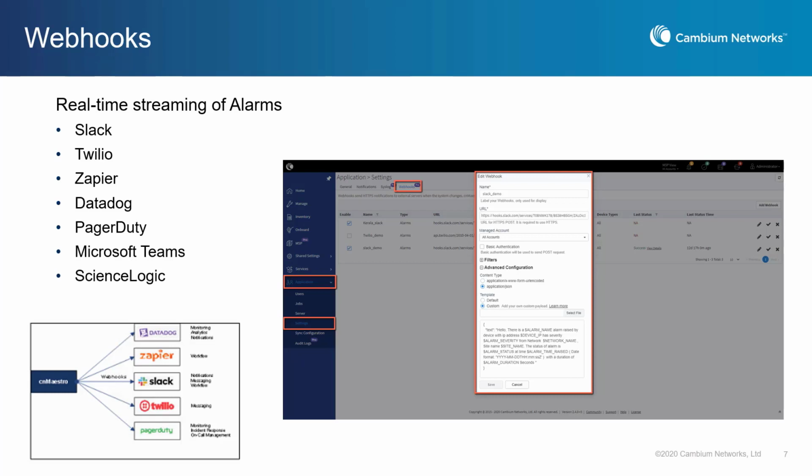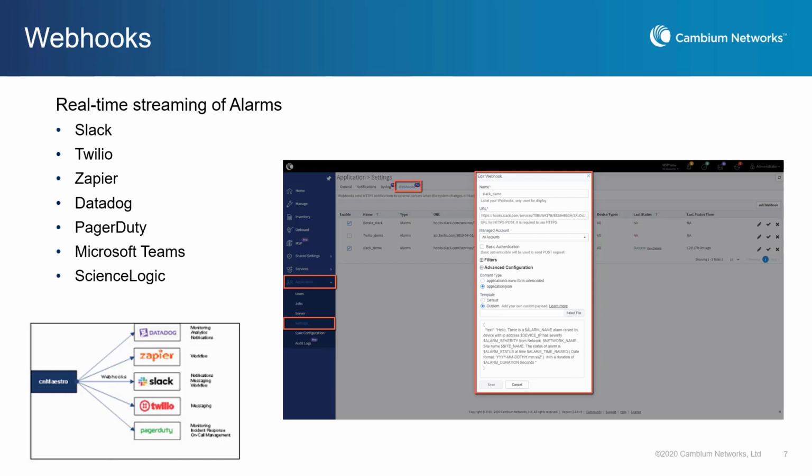You can create and configure webhooks within cnMaestro X to automatically and in real time send a message to your Slack account every time an AP goes offline, or when a client device can't connect to the network, or really just about any event taking place in cnMaestro X.